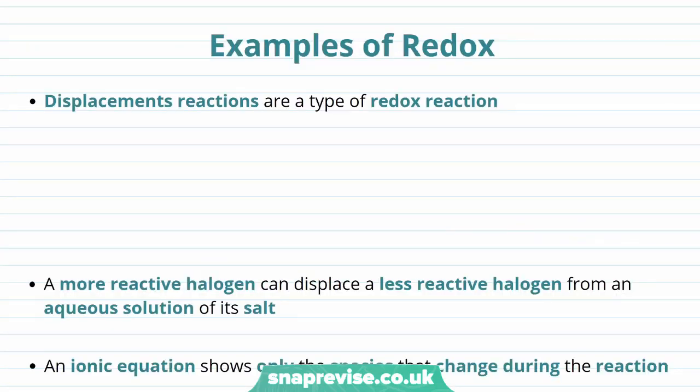A common example of a redox reaction in which reduction and oxidation take place simultaneously is what is known as a displacement reaction. A displacement reaction occurs when one substance which has formed a compound is kicked out by another.